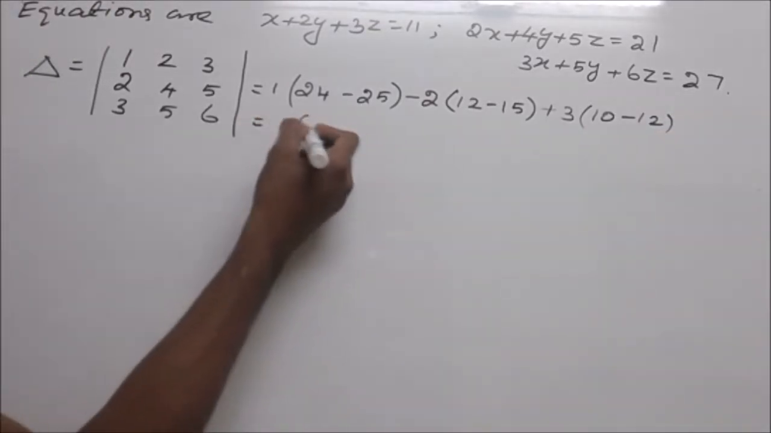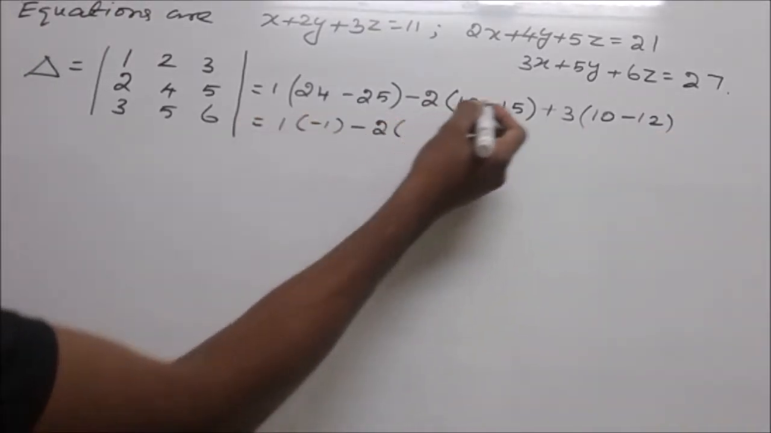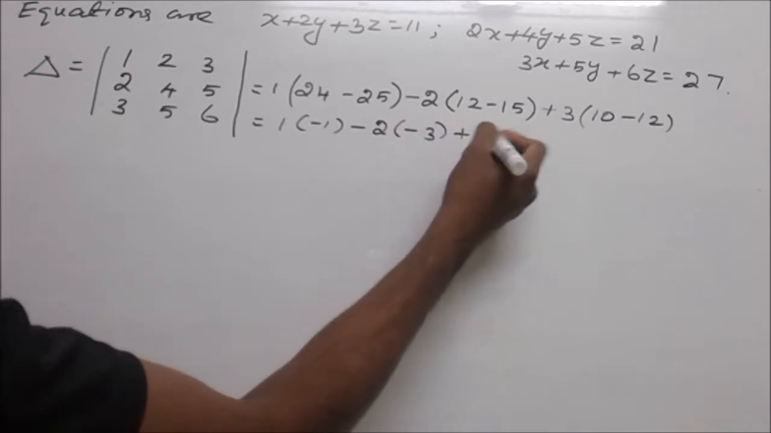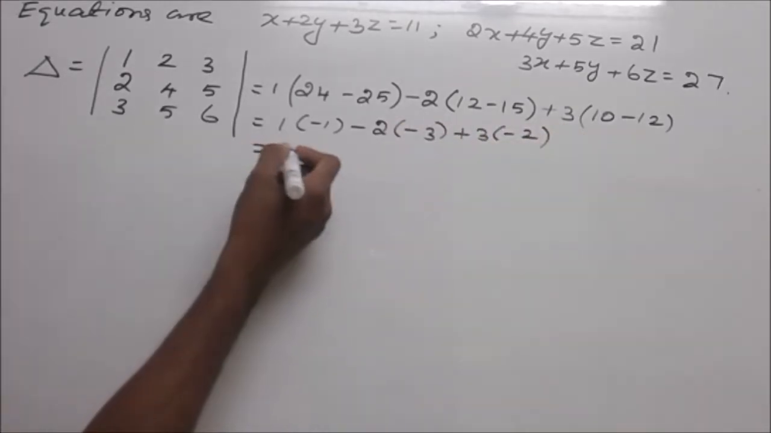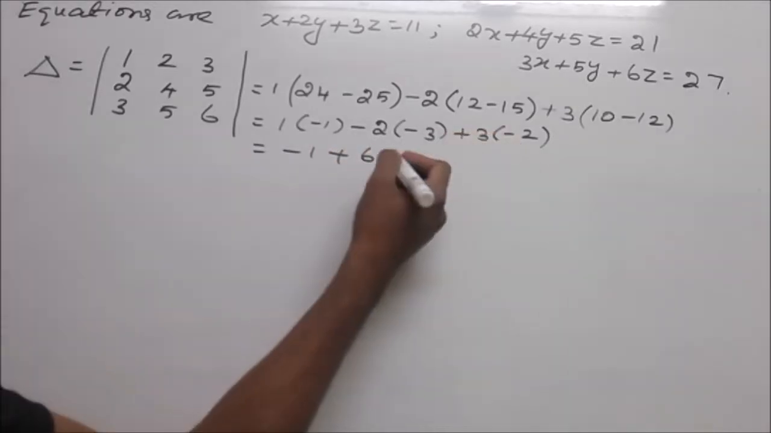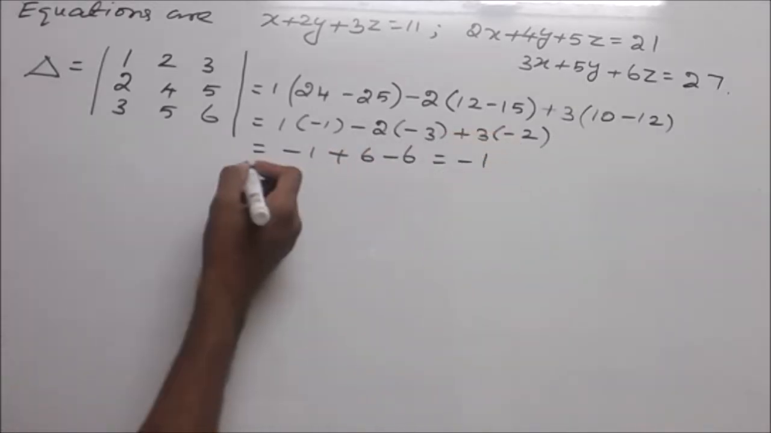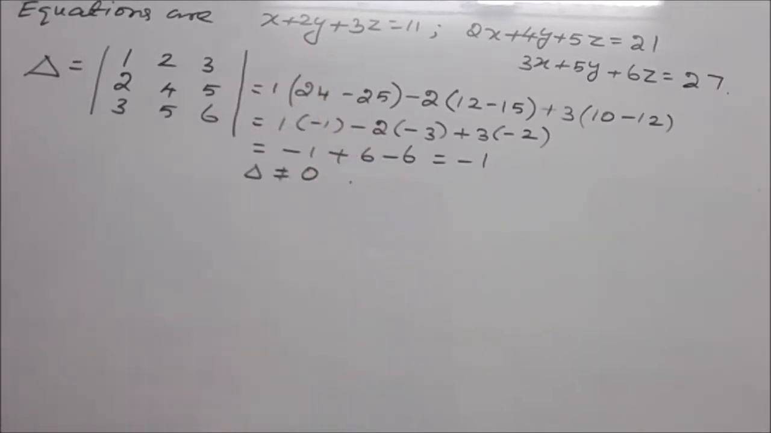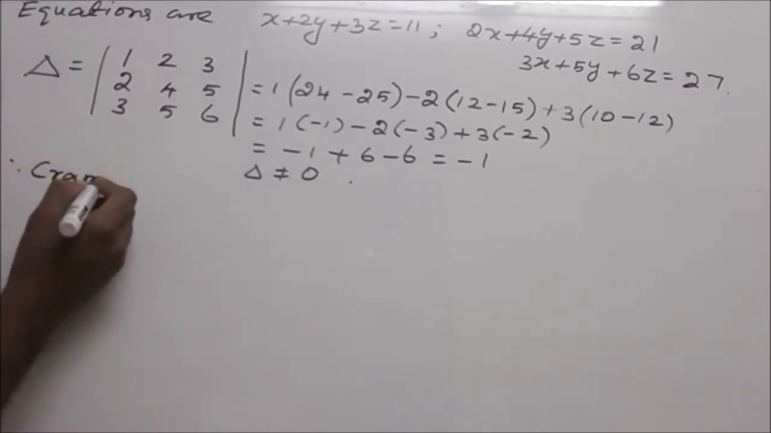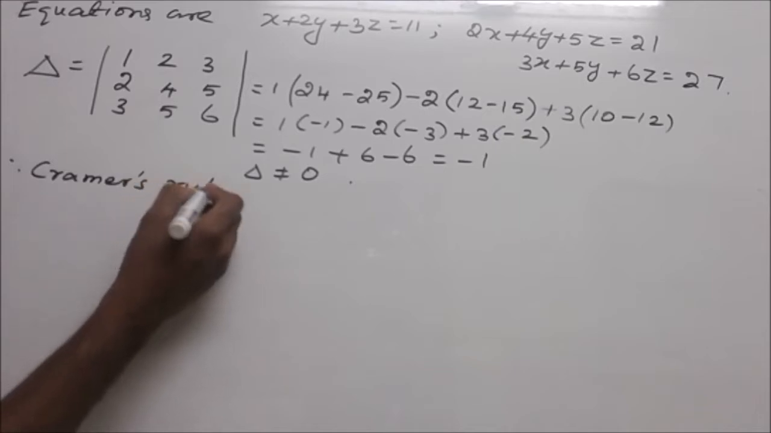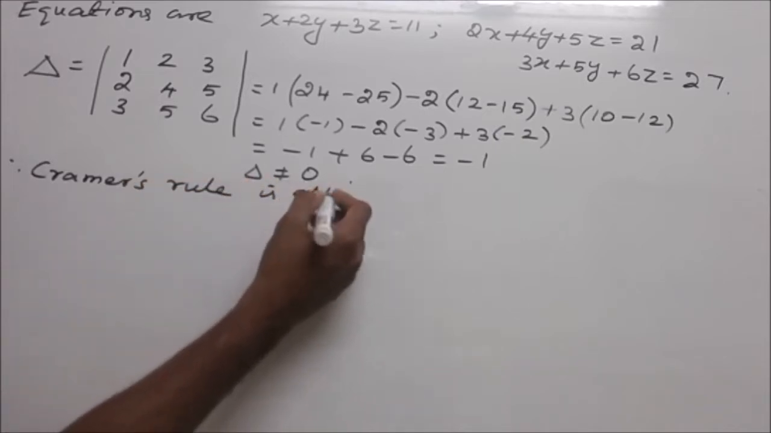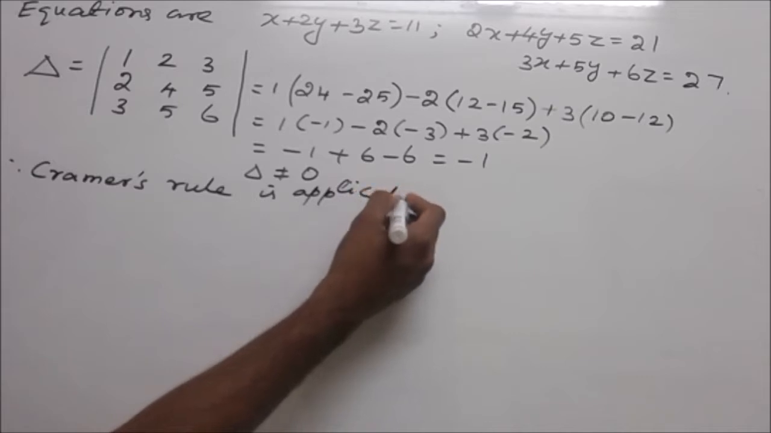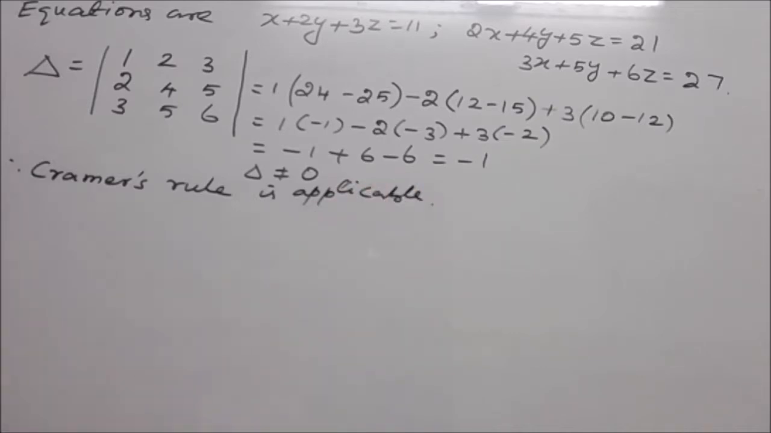That is equal to 1 into minus 1 minus 2 into minus 3 plus 3 into minus 2, which will be equal to minus 1 plus 6 minus 6, equal to minus 1. So delta not equal to 0. Therefore Cramer's rule is applicable. Cramer's rule is only applicable when delta is not equal to 0. That means the given system of equations has only a unique solution.